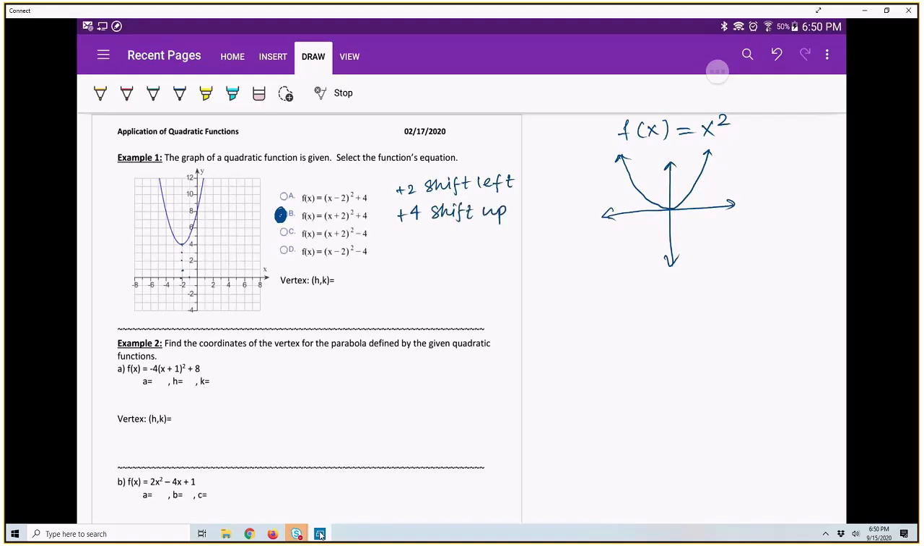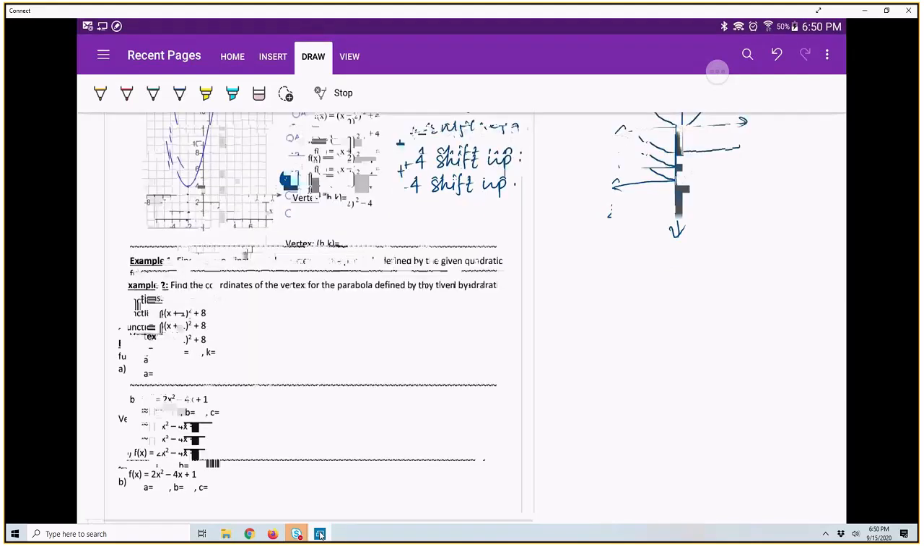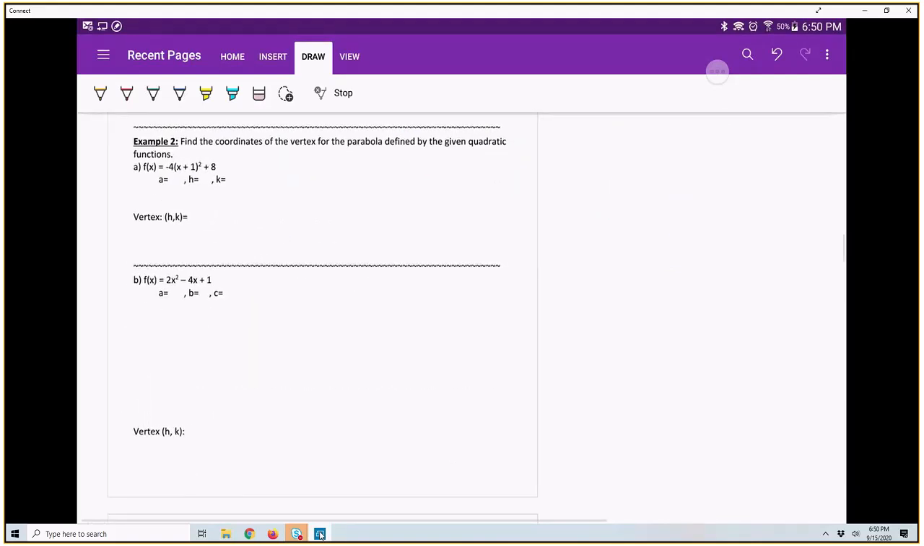So that's pretty simple. In general, in order to draw the graph of a parabola, we are going to talk about the x-intercepts and the y-intercepts of the parabola and find the vertex. And I'm pretty sure we will have opportunity to do that. Find the coordinates of the vertex of the parabola defined by the given quadratic functions. So I'm going to just find the vertex of the parabola.